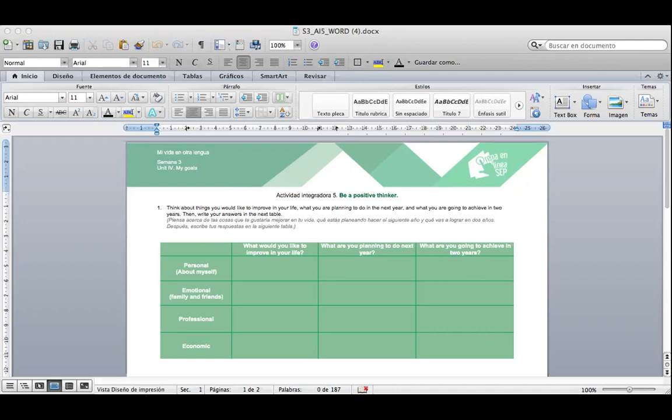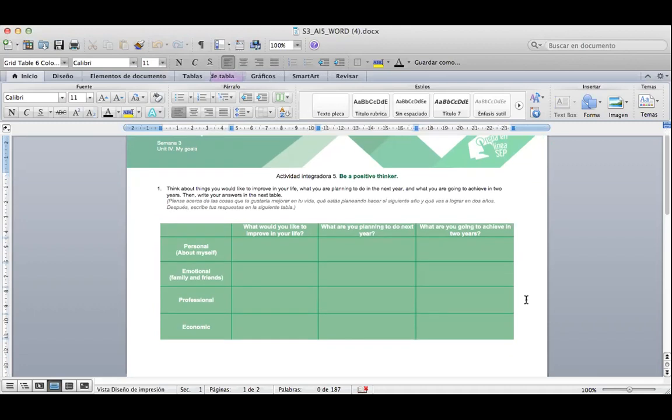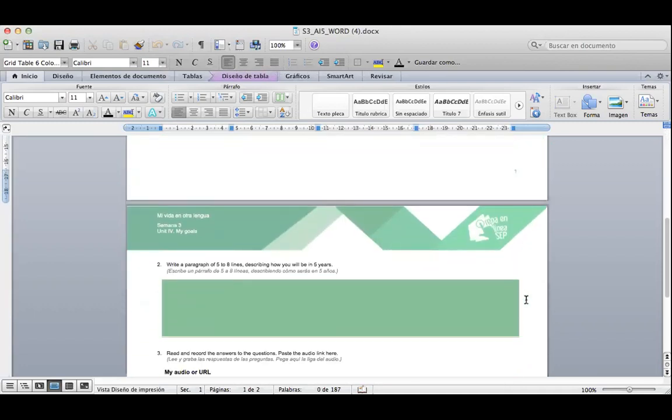In the first question you have to use will. In the second you can use will, and in the last you can use are going to or be going to. So you have to express the future. Then, to fill in the table, you have to write a paragraph with 5 or 8 lines describing how you will be in 5 years.